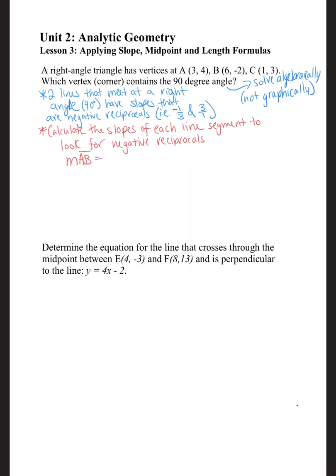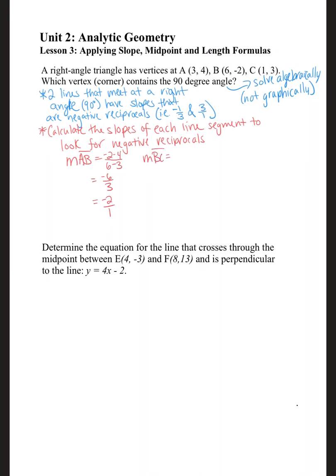So remember, our slope is the change in y over the change in x. So the y values for AB are going to be -2 minus 4, and 6 minus 3. So that's going to equal -6/3, which is going to equal -2/1. Okay, we'll take a look at what is our slope of BC.